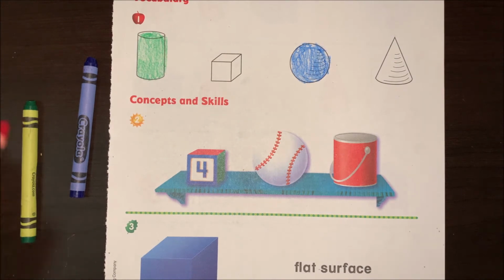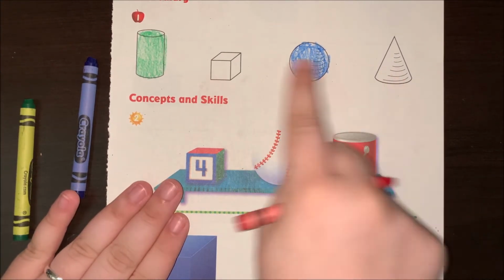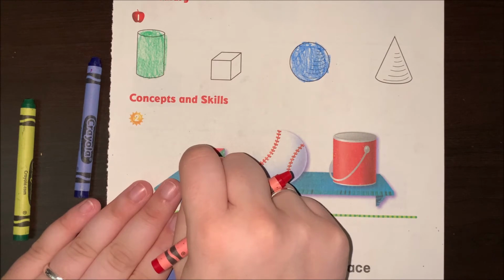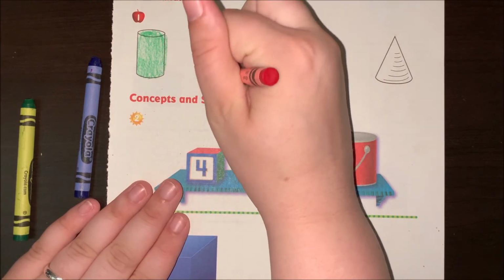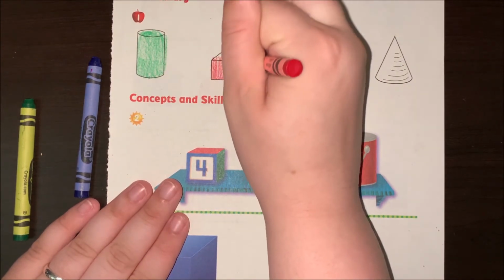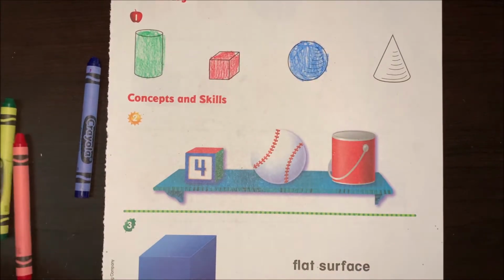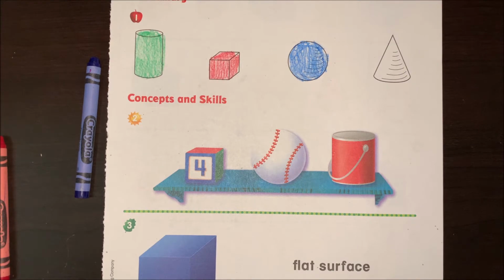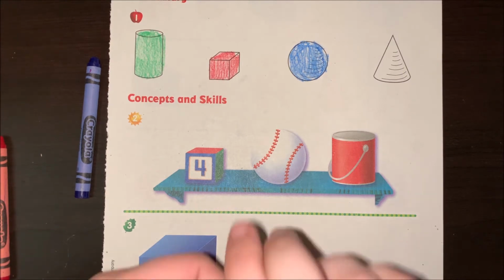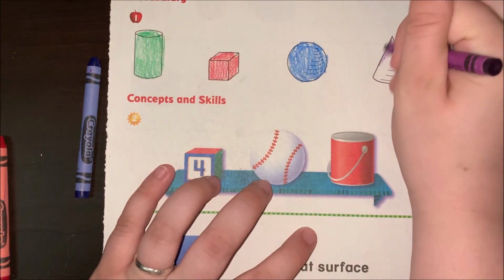Use red to color the cube. Okay, 2 shapes left. Which one is the cube? Okay, and use purple to color the cone. So that's got to be our last shape.